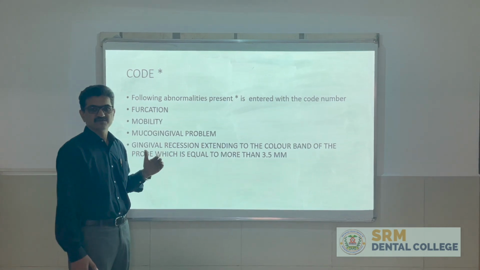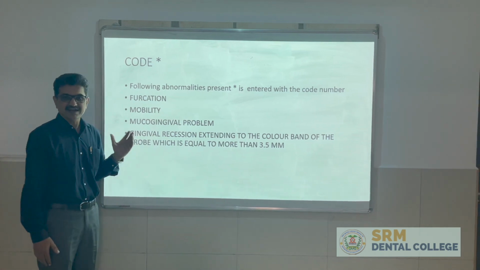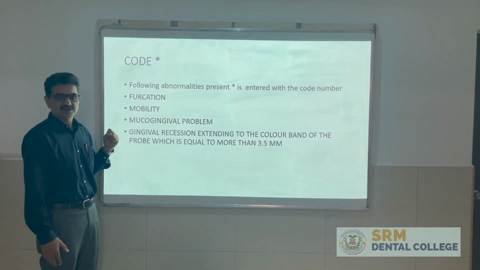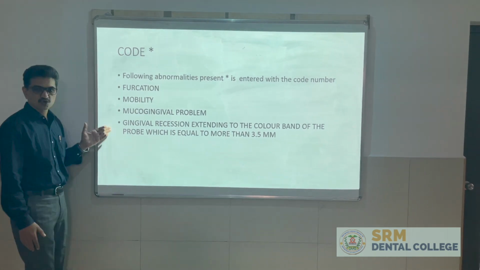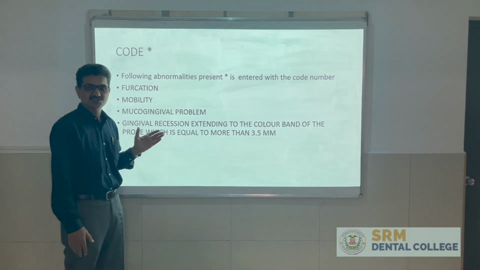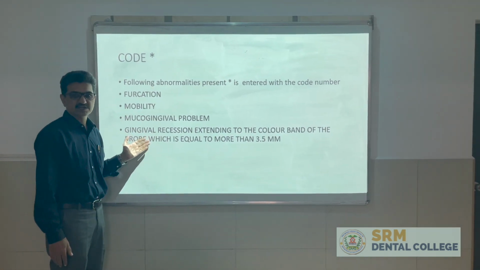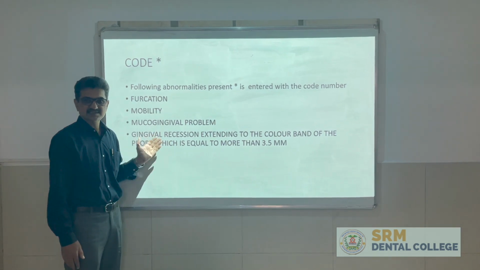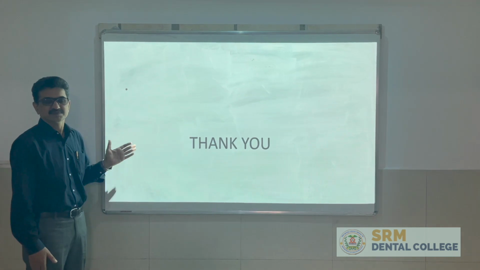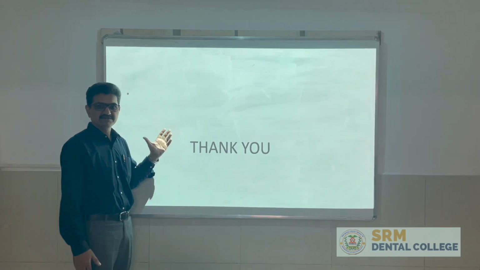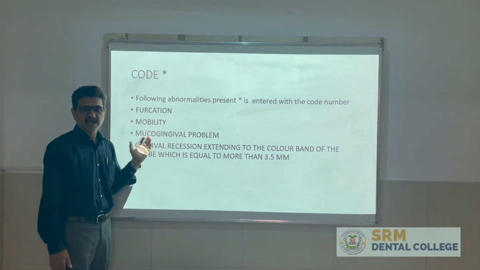After code 4, we have a code called asterisk. So where do we place the asterisk? If there is furcation involvement, mobility, a mucogingival problem, or gingival recession greater than the color band of 3.5 mm and more. In these scenarios, you go for code 4 with an asterisk. So along with the code, if there are any findings, then we go in for asterisks.